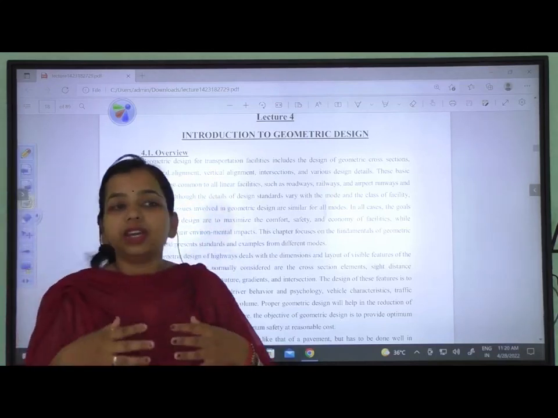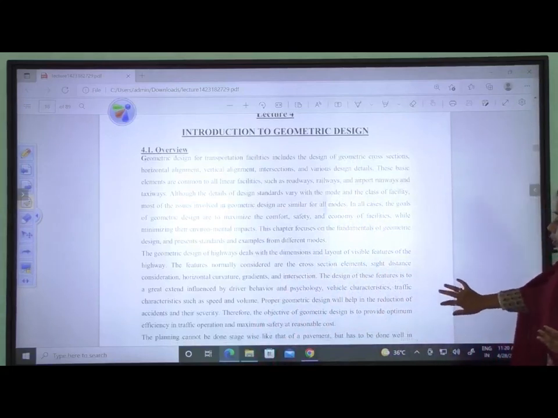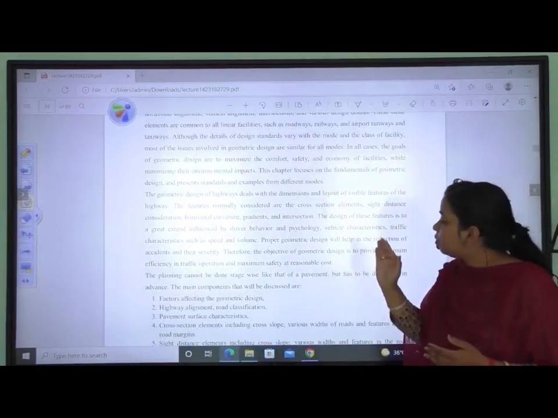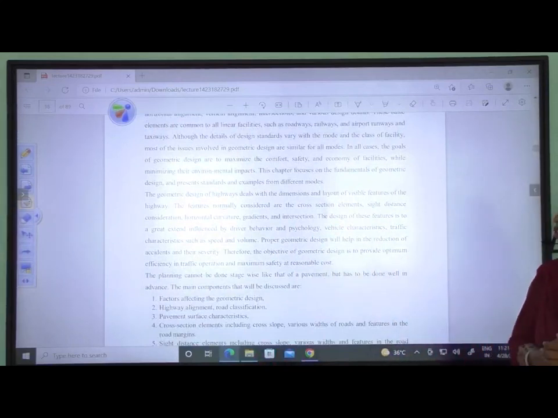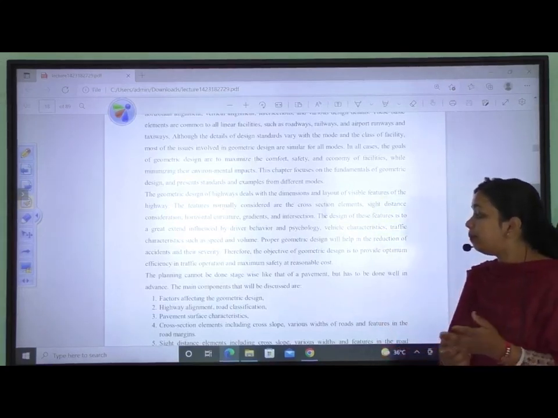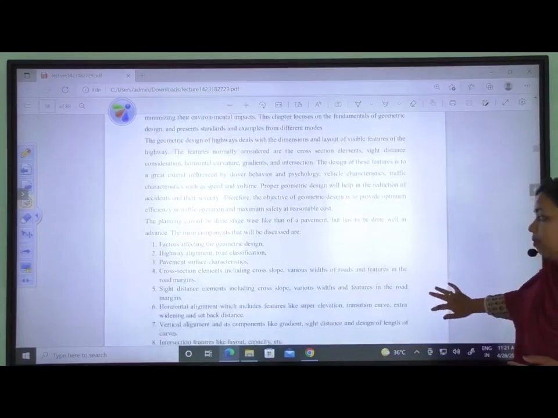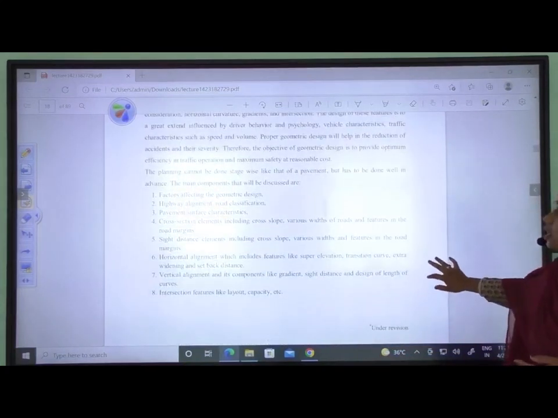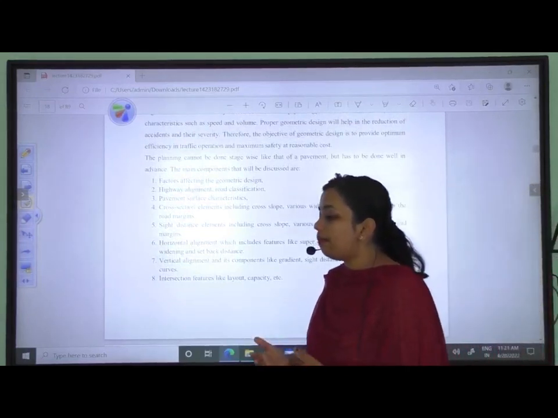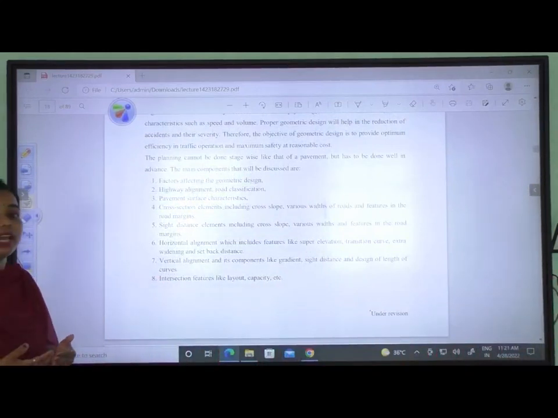So here we consider some points. What are these points? The main components that will be discussed are factors affecting the geometric design, highway alignment, road classification, pavement surface characteristics, cross-section elements including cross slope, various widths of roads and features in the road margins. So first of all, we recommend some parts that we consider while we design a pavement.